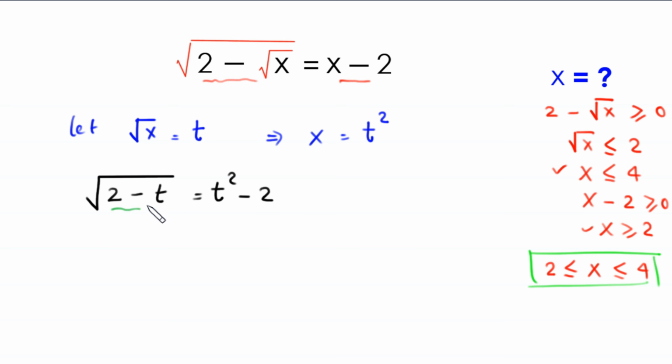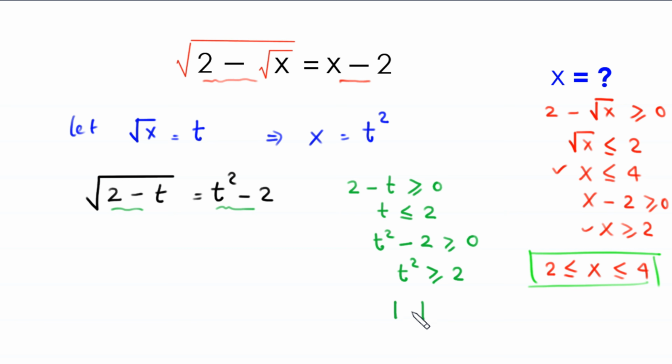Now this 2 minus t must be greater than or equal to 0. This implies that t must be less than or equal to 2. And this t squared minus 2 must be greater than or equal to 0. This implies that t squared must be greater than or equal to 2, which implies that the absolute value of t must be greater than or equal to root 2. So this is the domain for t.